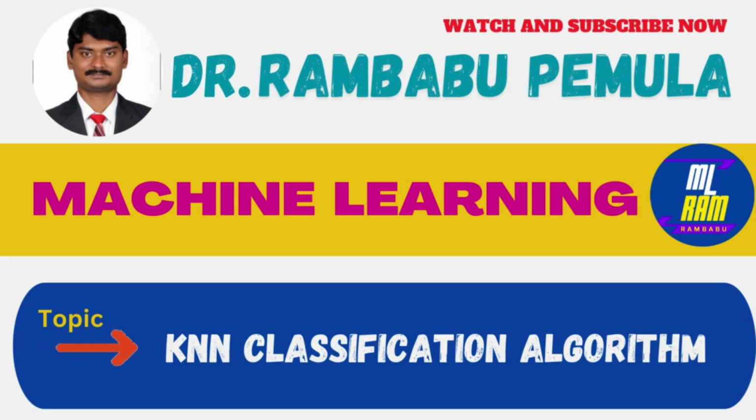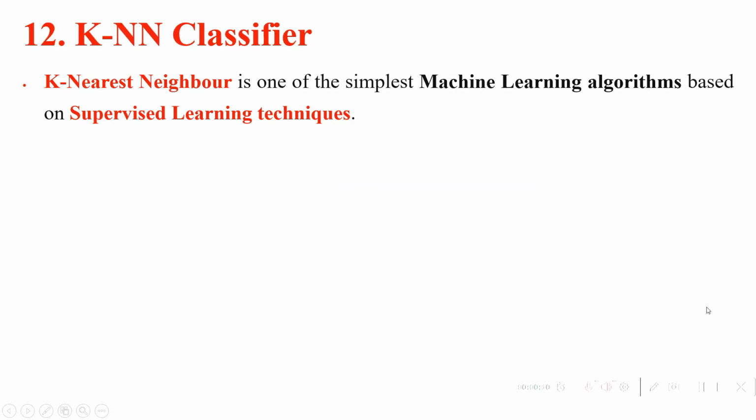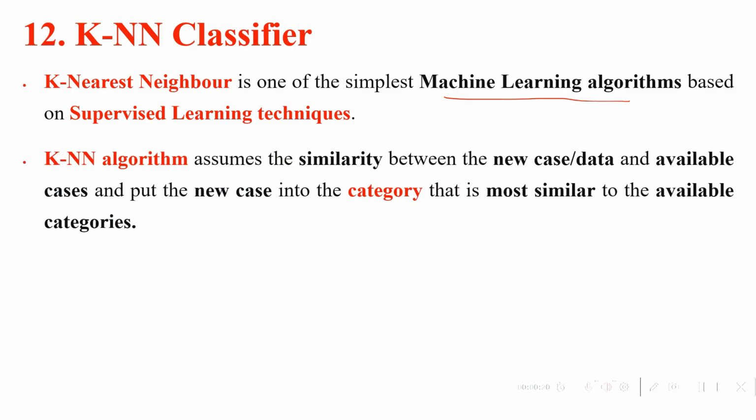In this video, I am going to discuss the KNN Classifier Algorithm. KNN Classifier is one of the simplest machine learning algorithms based on supervised learning techniques. The KNN Classifier algorithm assumes similarity between the new cases or new data points and the available cases. It puts the new case into the category that is most similar to the available categories. Simply, this is called the KNN Classifier algorithm.